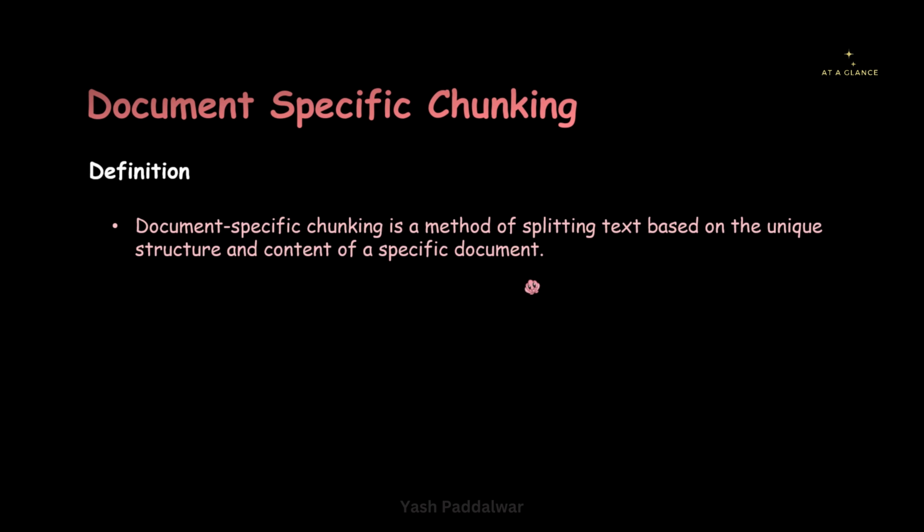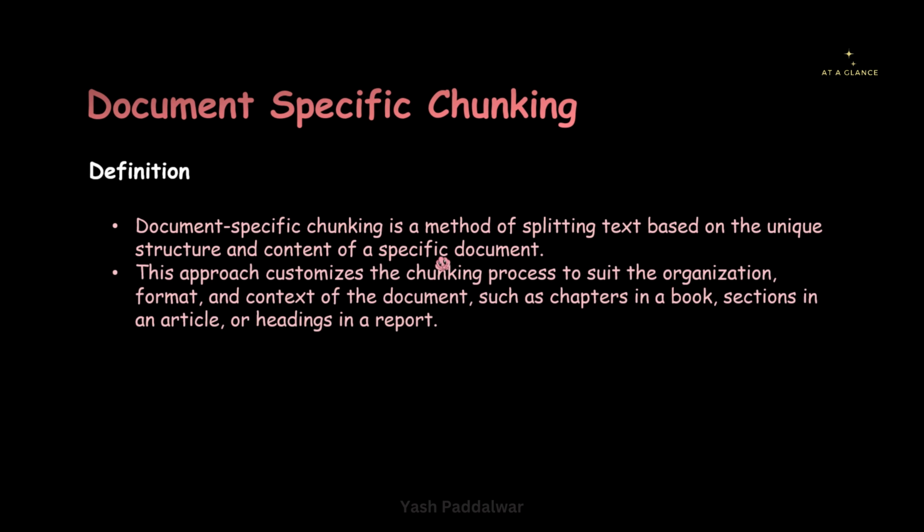So when we have such types of documents, we can use this particular chunking strategy, which will split the text based on the unique structure and content. So it makes the task easy. This approach customizes the chunking process to suit the organization, format and context of the document, such as chapters in a book, sections in an article, or headings in a report. Obviously, here we cannot use recursive character text splitting or normal character text splitting. Also, if we use semantic chunking here, it might not work correctly. So in this case, document specific chunking suits the best.